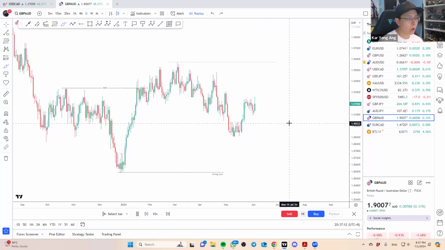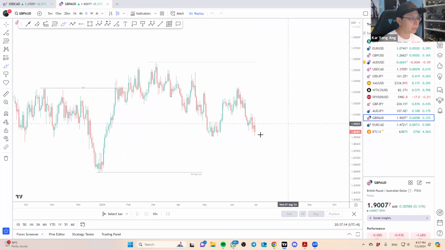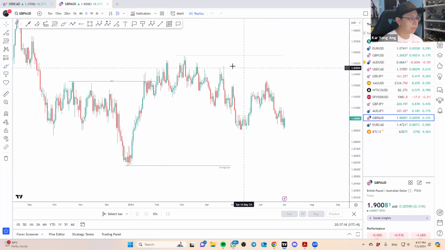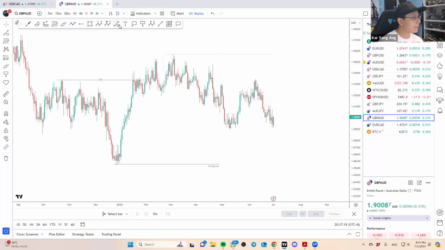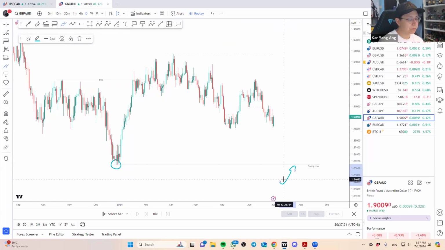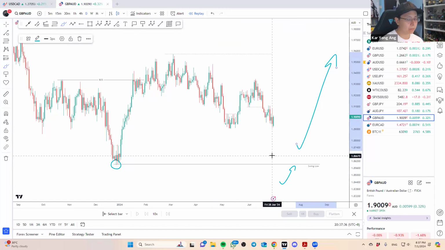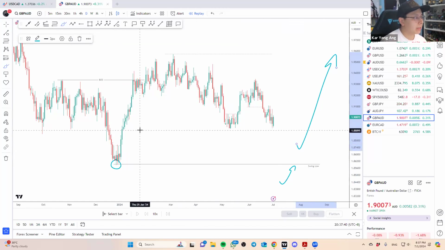So if I move forward to where we are today right now, this is where we are at the moment. Now again, we have another change of character here internally. So it kind of indicates that maybe the pullback is going to be deeper. But again, as long as price remains above the swing low, we are more inclined to look for buys. So you can see how mechanical that thought process is, right? That's why simple terms like swing high, swing low, break of structure, change of character are very, very important.